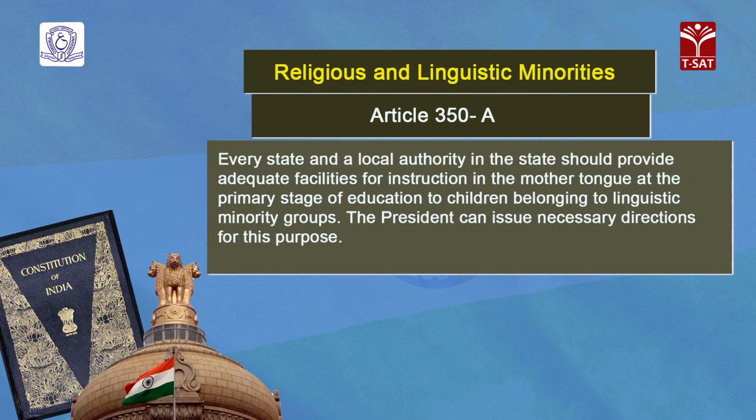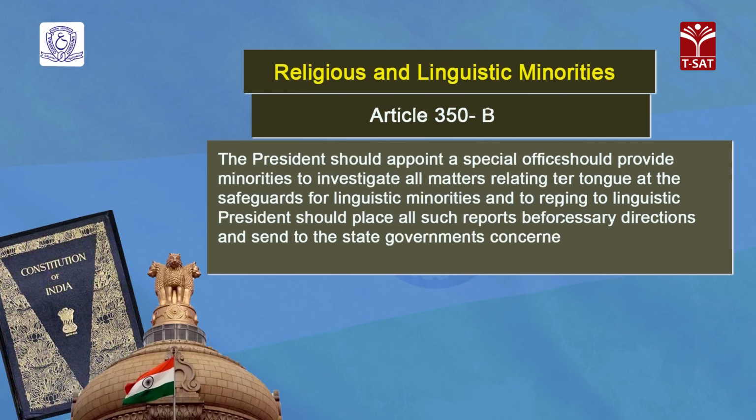Every state and a local authority in the state should provide adequate facilities for instruction in the mother tongue at the primary stage of education to children belonging to linguistic minority groups. The President can issue necessary directions for this purpose under Article 350A. The President should appoint a special officer for linguistic minorities to investigate all matters relating to the constitutional safeguards for linguistic minorities and to report to him. The President should place all such reports before the Parliament and send them to the state governments concerned. Article 350B.